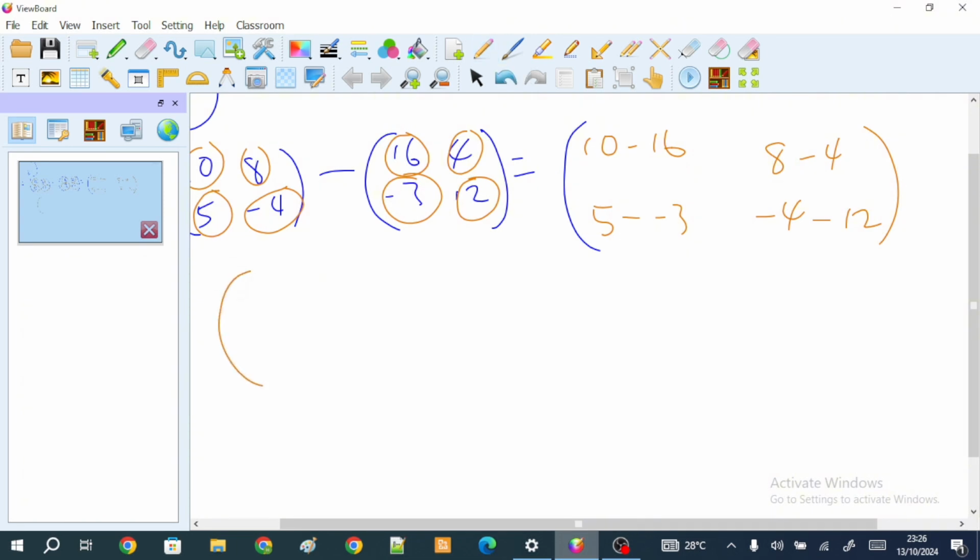10 minus 16 is minus 6. 8 minus 4 is 4. 5 minus 3 is 5 plus 3, which will give you 8. And minus 4 minus 12 is minus 16.